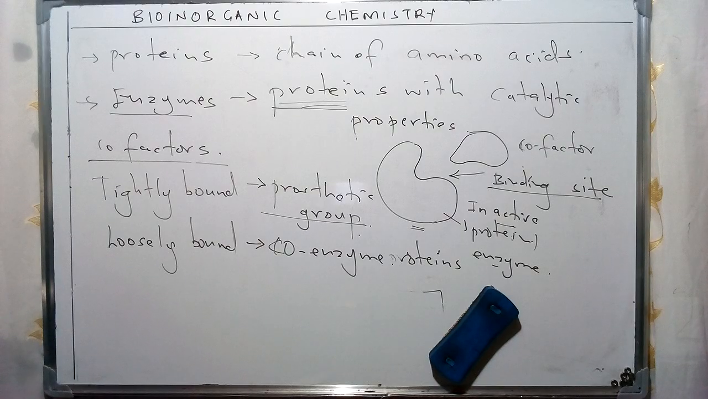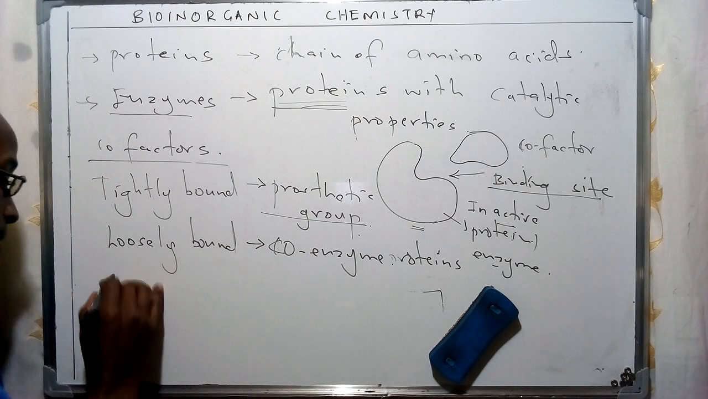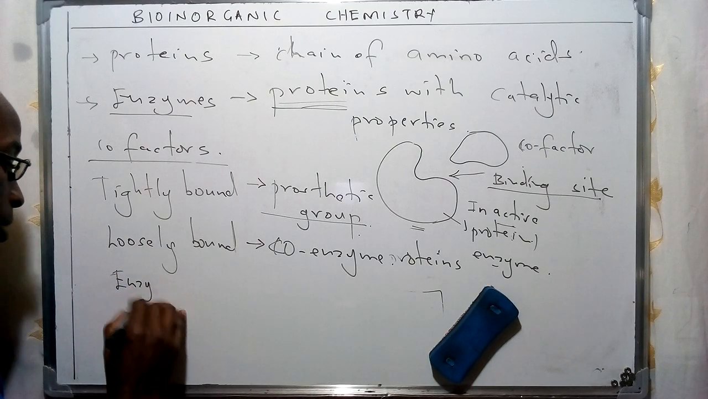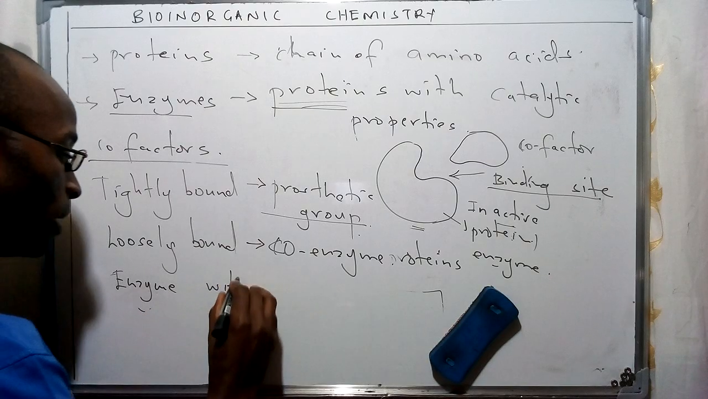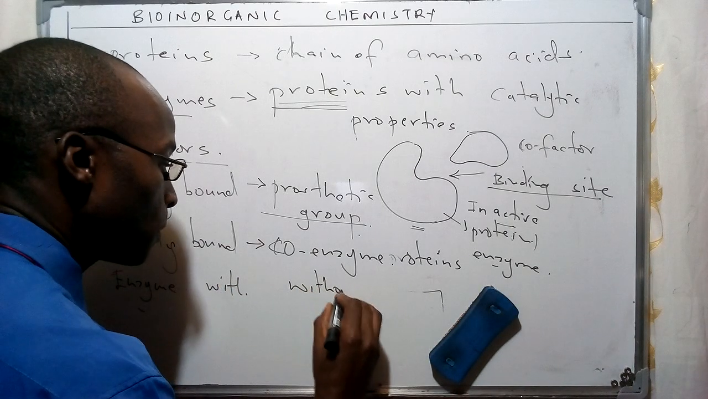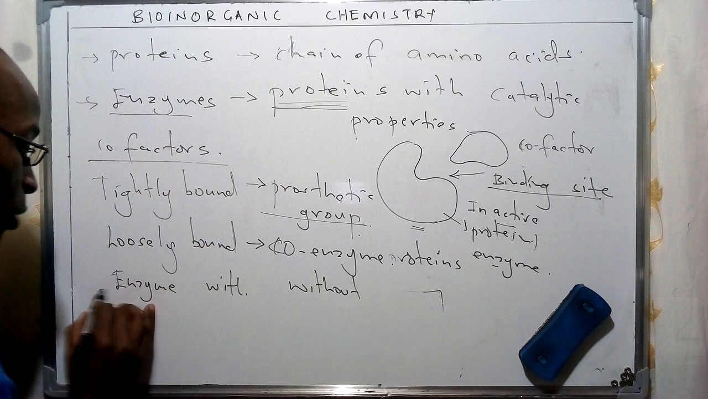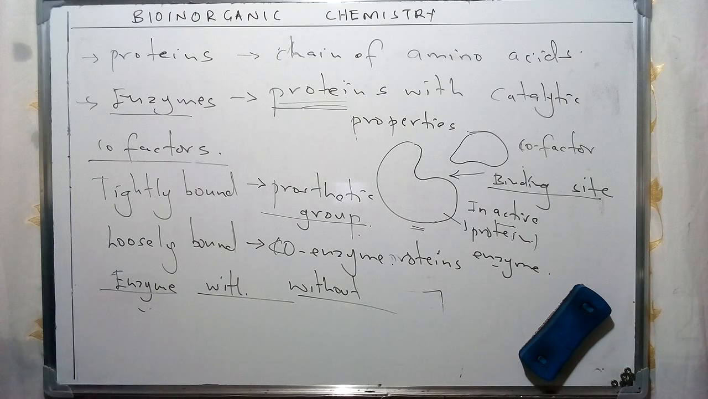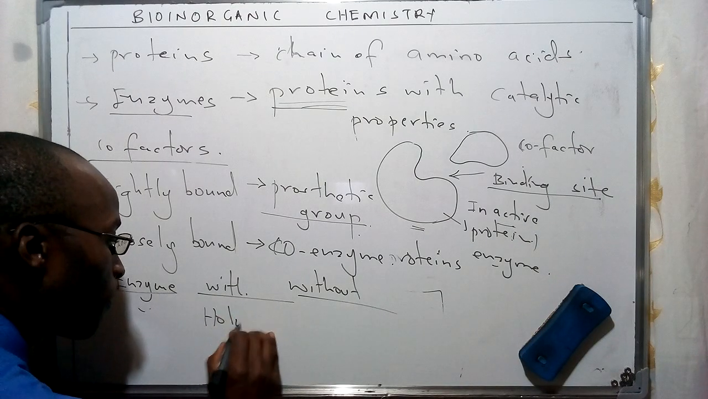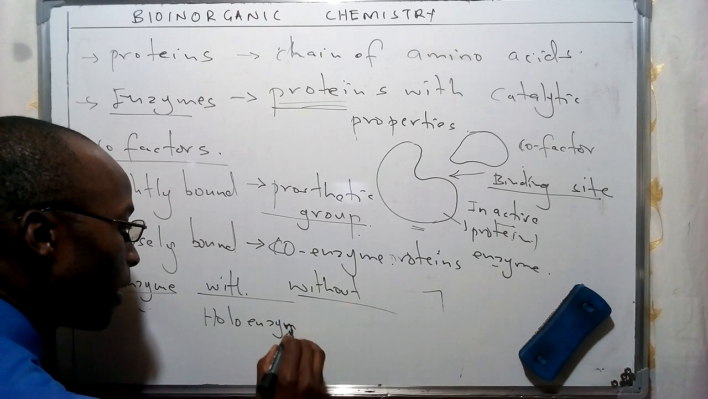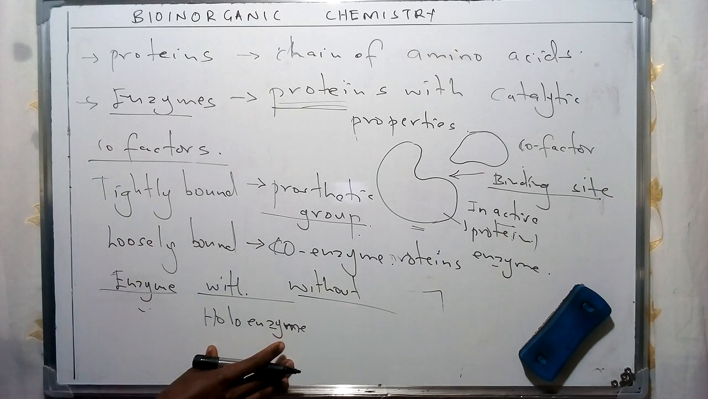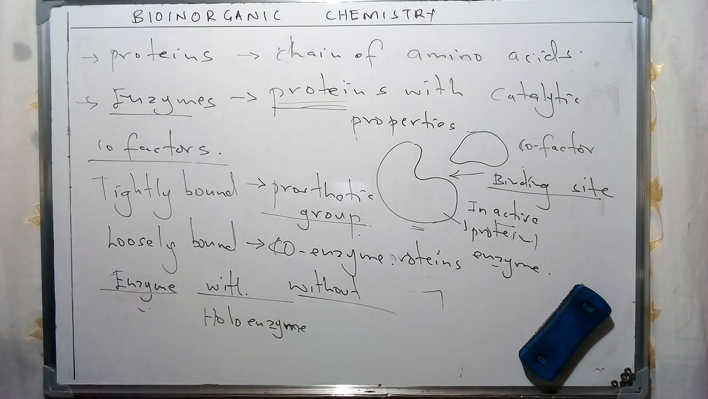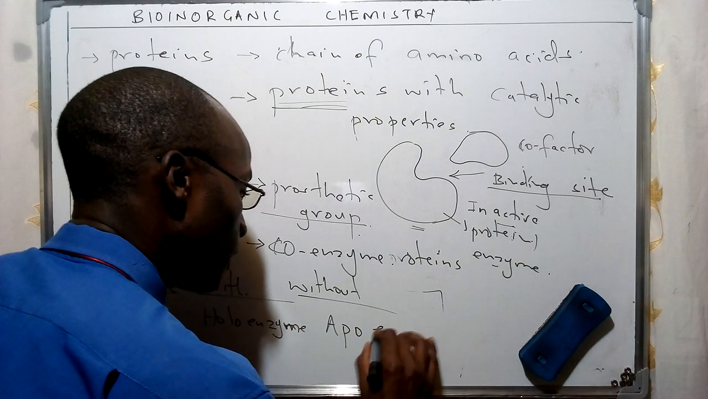So in this case, if we have an enzyme, perhaps I can give it as such. In case we have an enzyme with a cofactor, we're going to refer to this as a holoenzyme. So this is another term that we're going to come across: holoenzyme refers to an enzyme with a cofactor, whereas an enzyme without a cofactor is referred to as an apoenzyme.